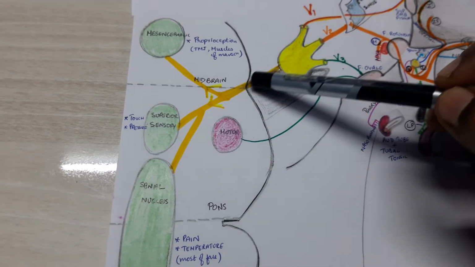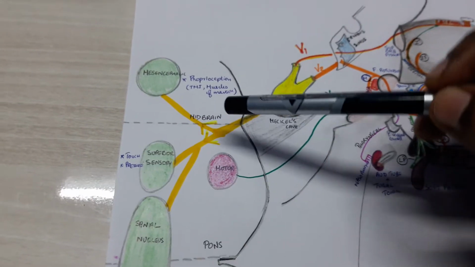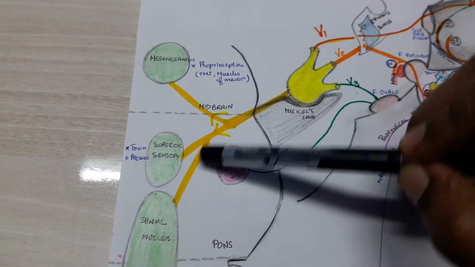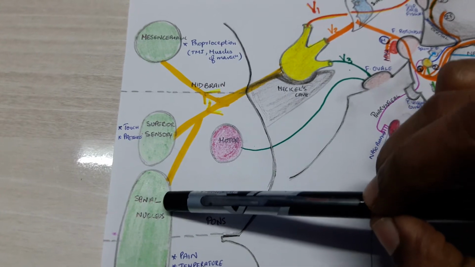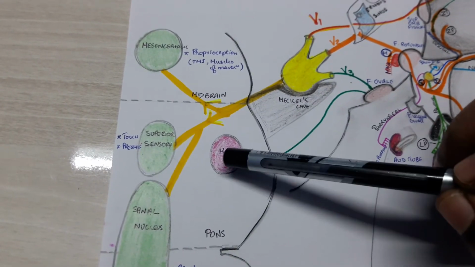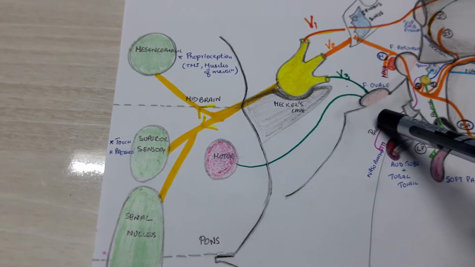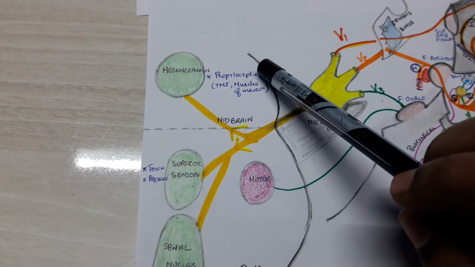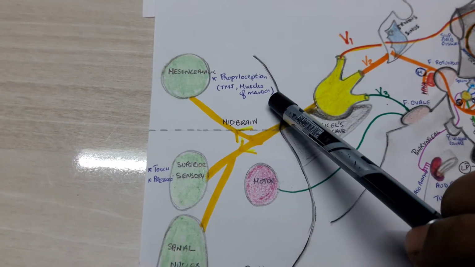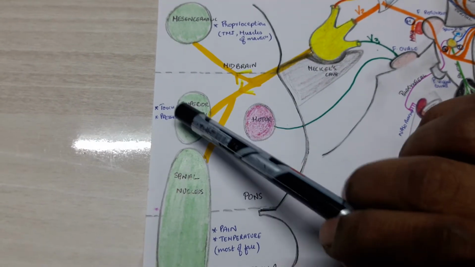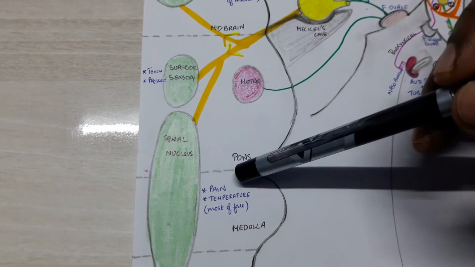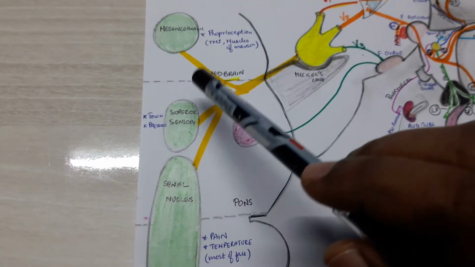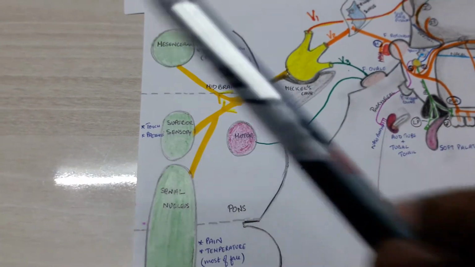Once the sensory root has entered the upper part of the pons, it will divide into two segments. You have an ascending to the mesencephalic and descending to the superior sensory and the spinal nucleus. The motor nucleus is associated exclusively with the mandibular nerve, so I am not discussing it here. The mesencephalic is concerned with proprioception at TMJ and muscles of mastication, superior sensory with touch and pressure, and spinal nucleus with pain and temperature for most of the face. Once it has reached here, from here it will go to higher centers.